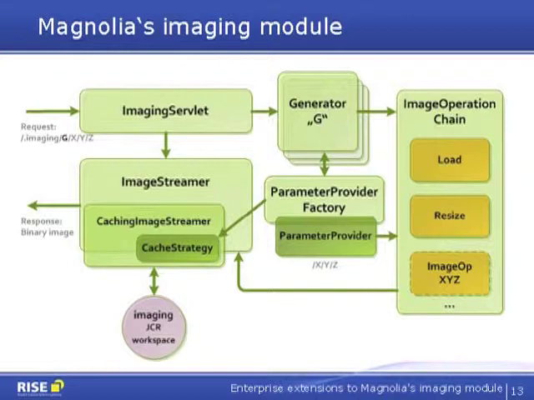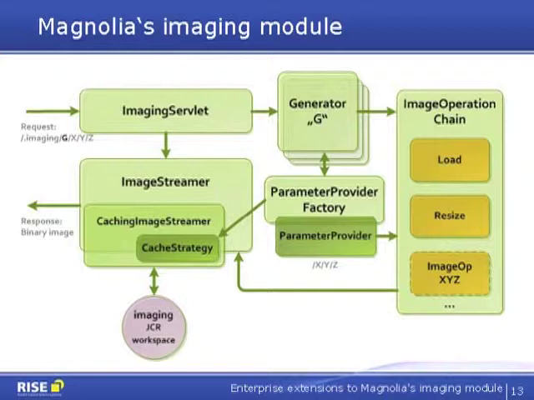The imaging servlet also uses the so-called generators. Multiple generators can be configured for Magnolia's imaging module. The second part of the URL, the second path component, is interpreted by the imaging servlet to be the name of the generator that should be used to generate the image variation. So in this little example, the second part is G, and that would trigger a generator G, which does the actual work of generating the variations.